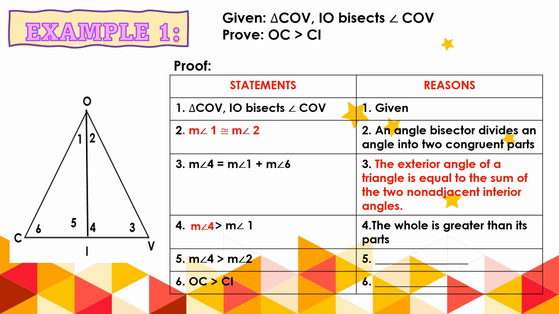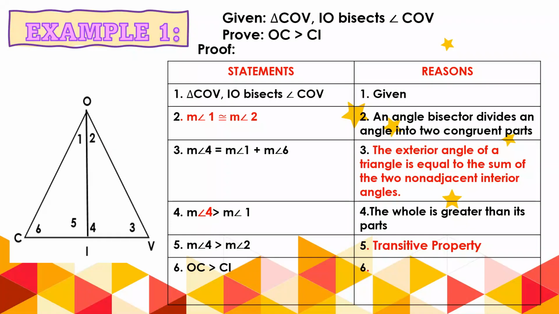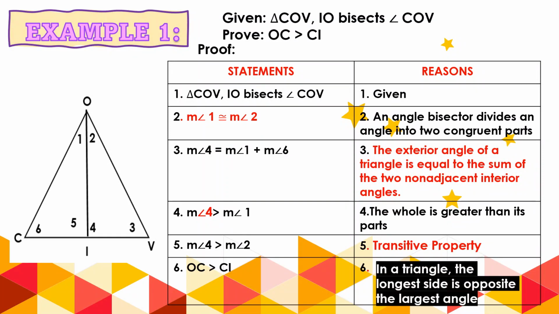For the number 5 statement, measure of angle 4 is greater than the measure of angle 2. What do you think our reason is here? Yes, for the reason number 5, it becomes transitive property. So we can now prove that side OC is greater than side CI. What do you think is the reason? So for the reason number 6, in a triangle, the longest side is the opposite of the largest angle.